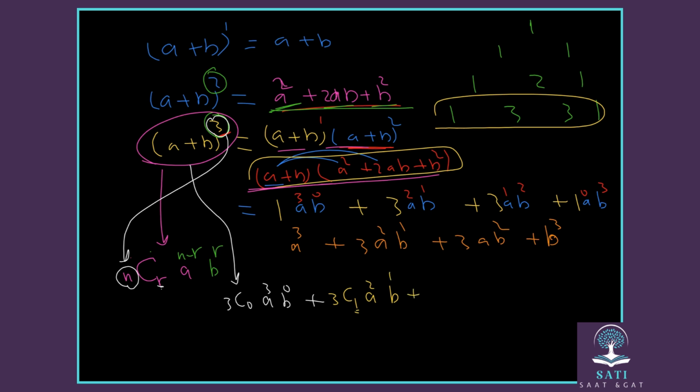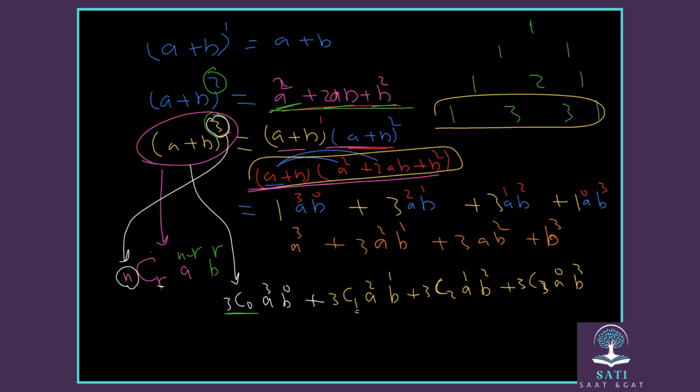Then plus the third term. The r of the C will be number 2. Always this number will be the number of the term minus 1. Then a to the power 3 minus 2, which is 1. Then b to the power r, which is 2. Then the fourth term is going to be 3, choosing 3 here. And a to the power 3 minus 3 is 0. And b to the power 3.